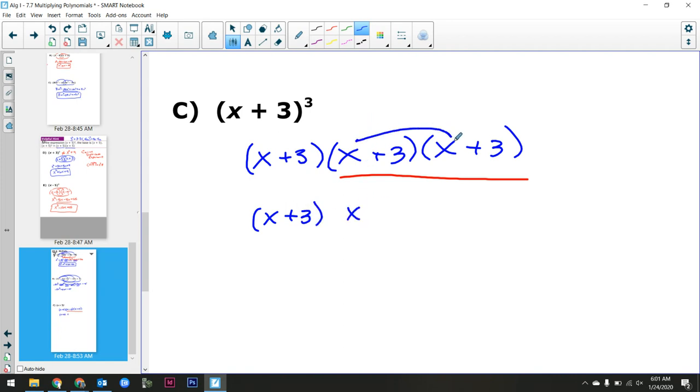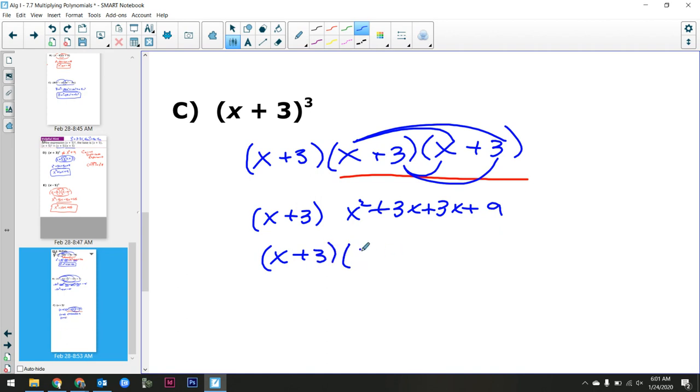So we got first, outer, inner, last, right? We got x plus 3, x squared plus 6x plus 9, x times x. And now what we're going to do, we combine like terms in the middle here.